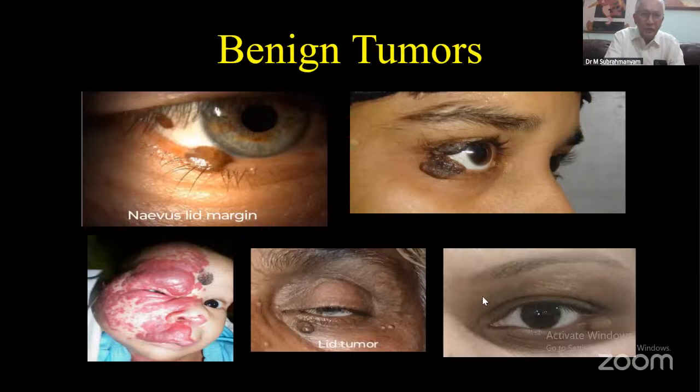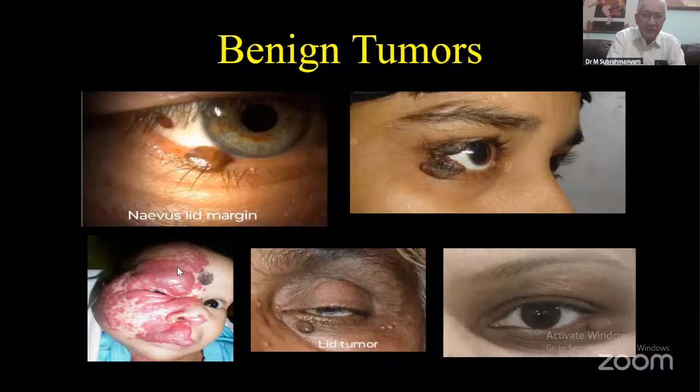Here are a few benign tumors. Here you can see in the margin there is a pigmented growth. This is the nevus. Of course, he has the nevus of the conjunctiva. This is called the kiss nevus or kissing nevus, where the nevus was formed before the lids got separated, so that almost equal amounts of the lid margins are involved in a case of this nevus.